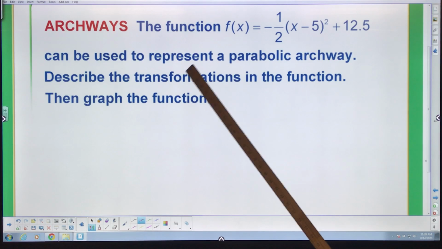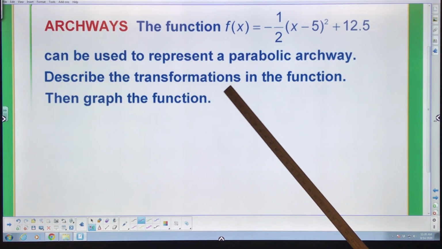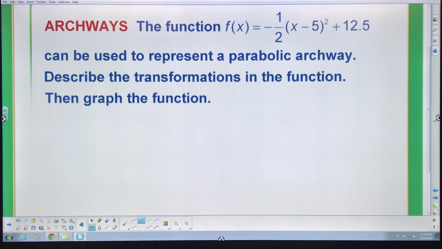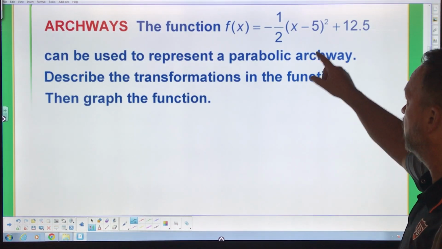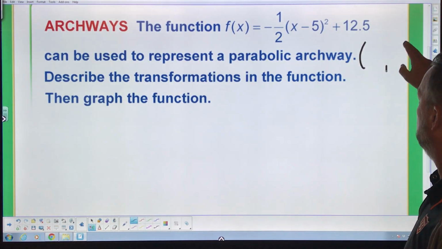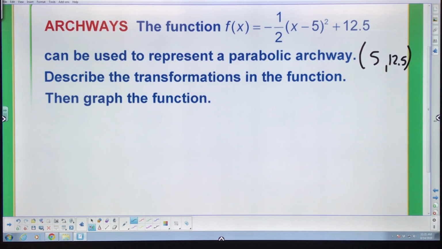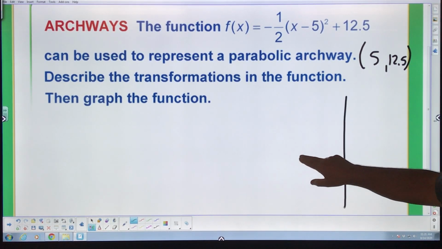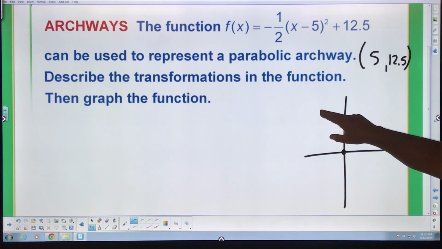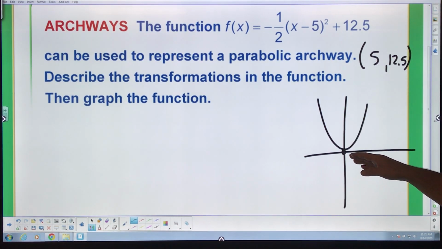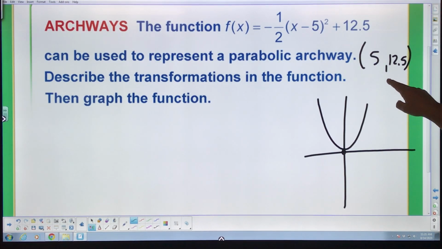The function blah, blah, blah, blah, blah can be used to represent a parabolic archway. Describe the transformations in the function, then graph the function. Let's talk about the HK. H is 5, K is 12.5. So translations, or transformations, is 5 places to the right and 12.5 places up. Right, from wherever normal is, like it's a parabola, wherever normal is the vertex going to go over 5 and up 12.5. So something like that.